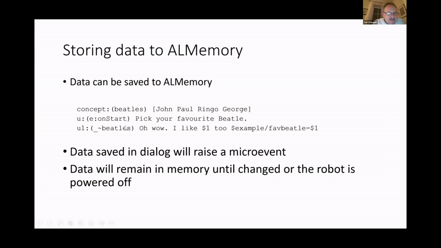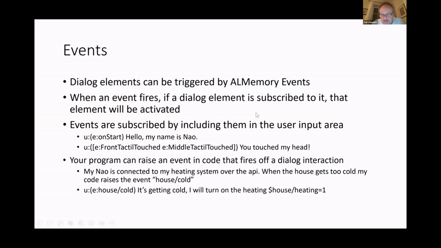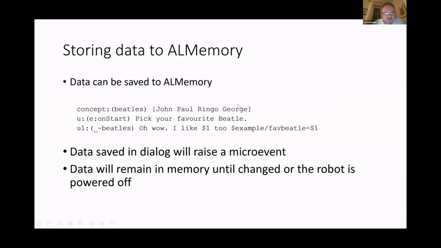It says, accept a response that is one of these four names. The underscore in front of it tells it to store it into AL memory. It stores it because it's the first one that we've called. Oh, let me page back up. Because it's the first one we've called, it stores it as $1. So Now says, oh, wow, I like Ringo too.